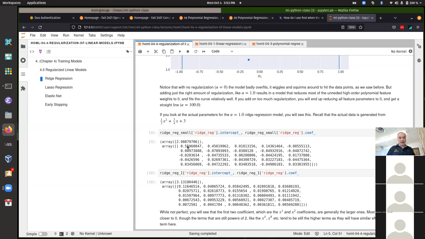Well, this should have been 0.5, and then this should have been 0.75. But the ones after that, there's still some terms, I mean, none of them got driven all the way to zero, but they are smaller in general.